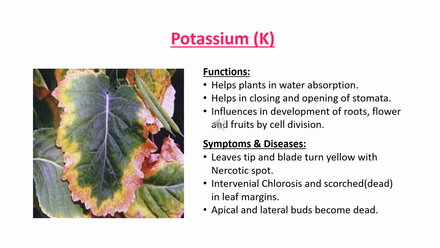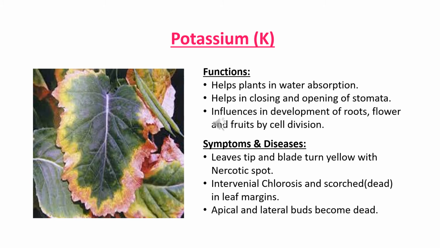Okay, you know water is a universal solvent, and in the presence of water it is a solution for the cell cytoplasm, and it helps in cell division. And what are the symptoms that occur for this lack of potassium? Leaf tip and blade turn yellow with necrotic spots. Look here at the border of the leaves, they turn yellow, and the marginal places turn into necrotic spots. What is a necrotic spot?